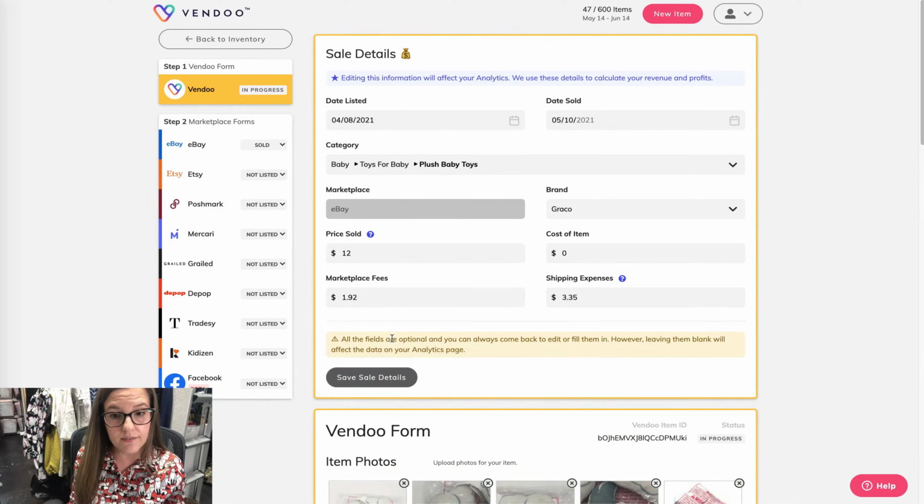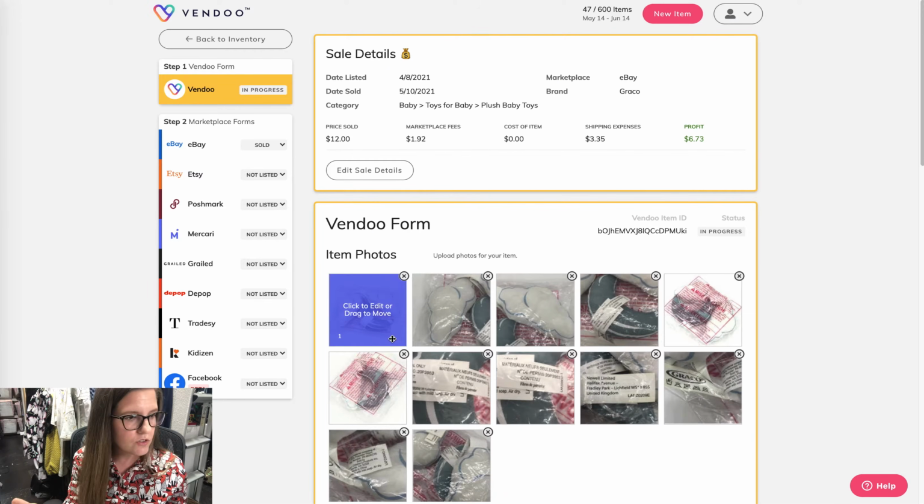Okay, so when I click Save Details, it goes back to this screen, and in green, I am given my profit, and I fill that in on the receipt, $6.73. Boom. Once the profit's done, that means I put it in Vendoo, and that's a sign to myself that it's taken care of and the books are kept.